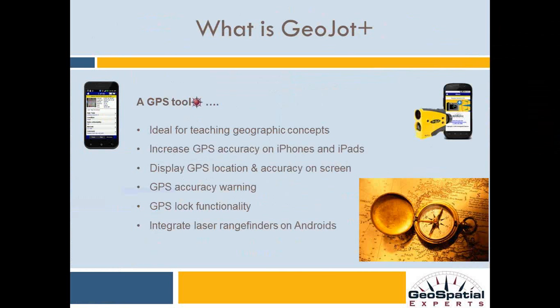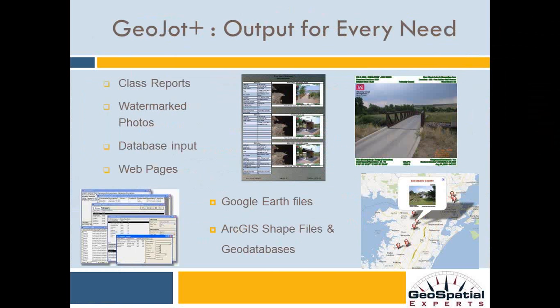And as a GPS tool, what is GeoJot Plus? It's a GPS tool, ideal for teaching geographic concepts. It increases the accuracy on iPhones and iPads. It displays the GPS location and accuracy on the screen, as you will see later. There's a GPS accuracy warning box, the GPS lock functionality, and also you can integrate laser range finders, which quite a lot of you are using for laser offsets and mapping, on Android phones for the time being.